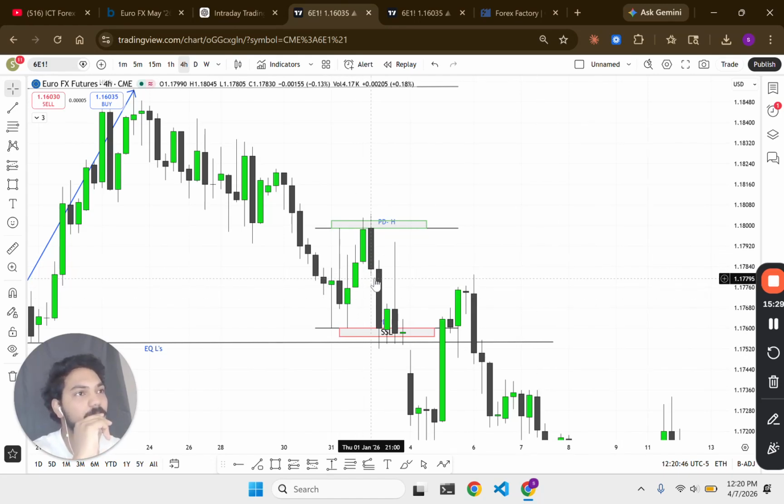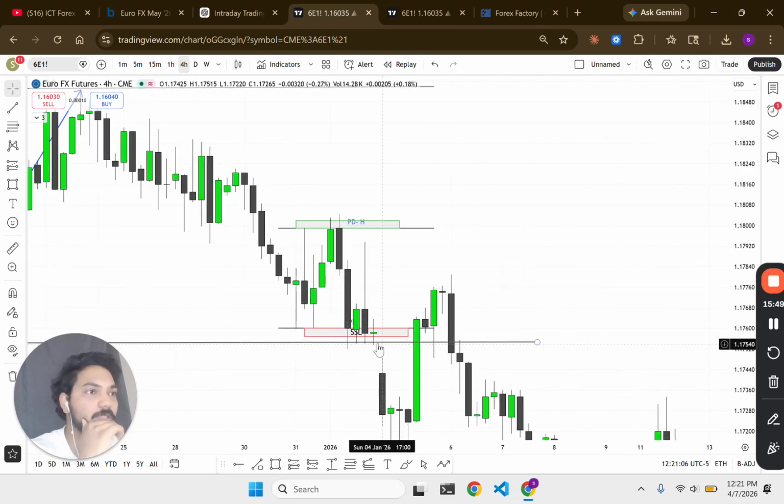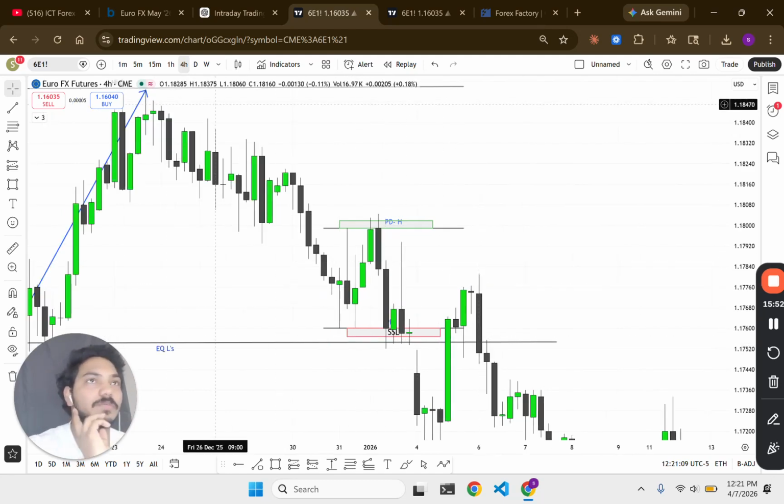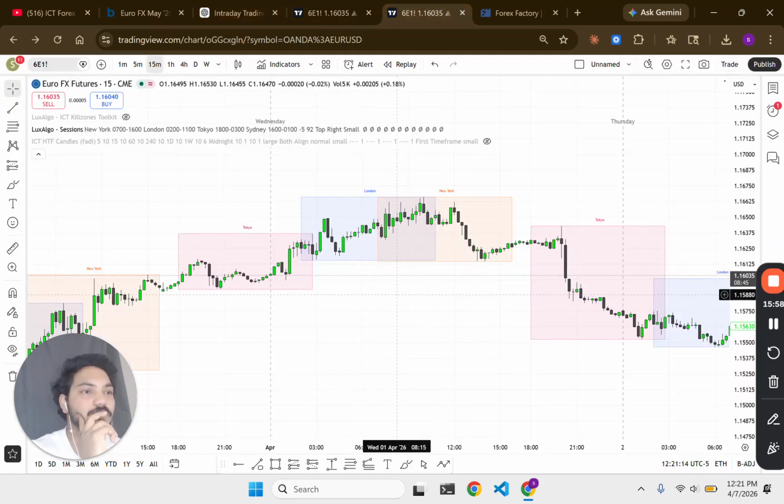So it went on to take out those buy stops and came down. This is on a 4-hour time frame, and it went on to go down and take out that sell side liquidity too. Now let's jump on to the 15-minute time frame. We already have it here, so we can use that.